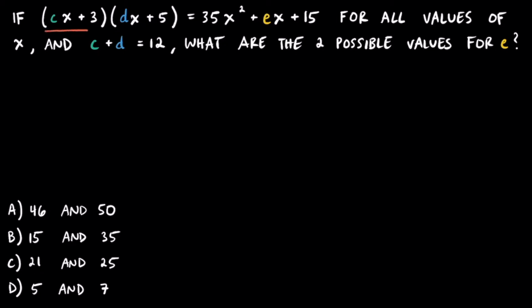If the quantity of cx plus 3 times the quantity of dx plus 5 is equal to 35x squared plus ex plus 15 for all values of x, and we know that c plus d is equal to 12, what are the two possible values for e? To begin, I'm just going to write the equations that they gave us in the problem.